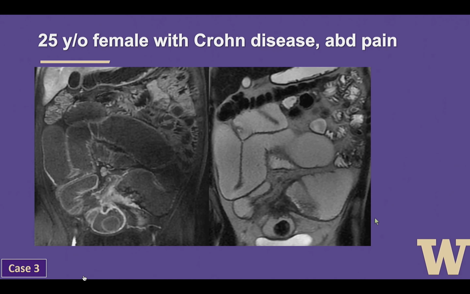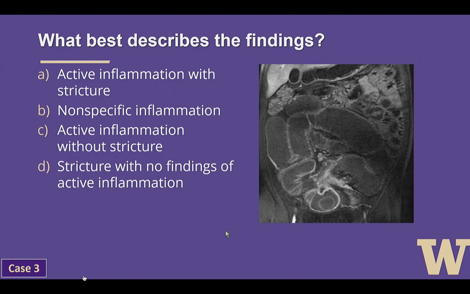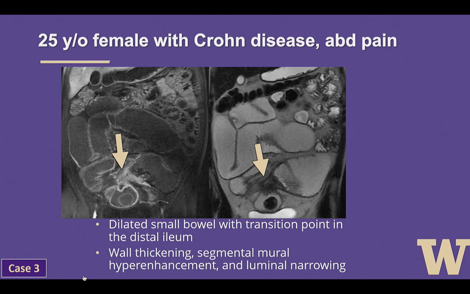Case 3 is a 25-year-old woman with Crohn's disease and abdominal pain. We have 2 images from an MR enterography here. So the question is, what best describes the findings? As Vinny alluded to earlier, we could devote an entire hour to talking about the terminology, so I'll just give a quick peek as to what we're talking about here. So here are your choices. Essentially the question is: is there active inflammation or not, and is there a stricture or not?